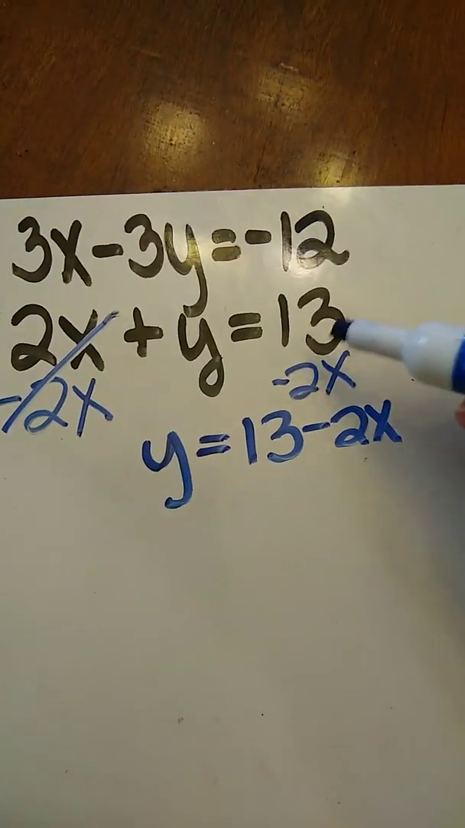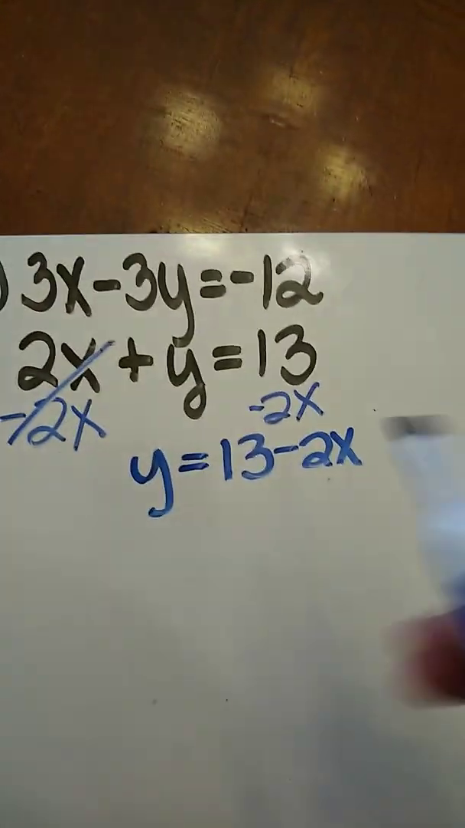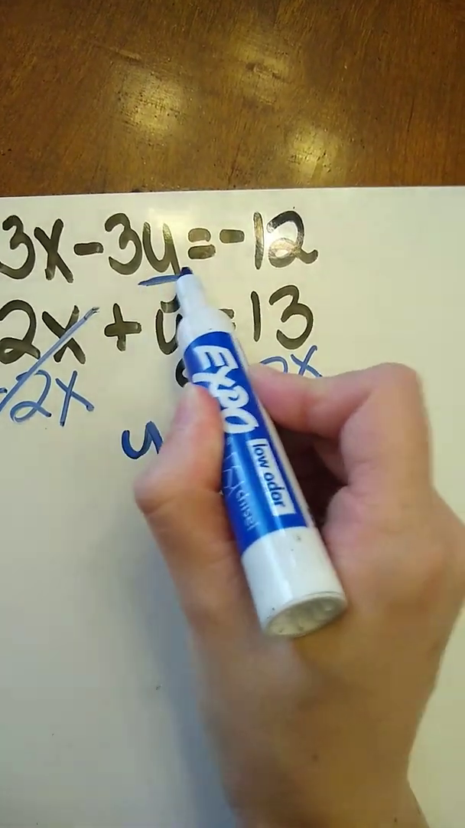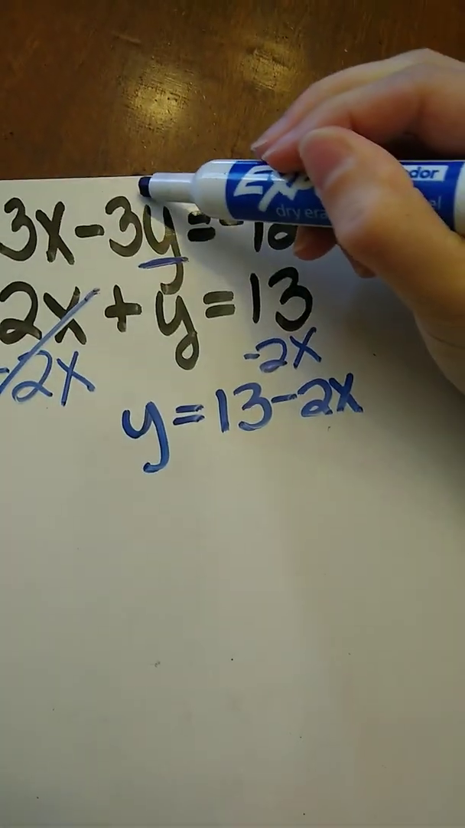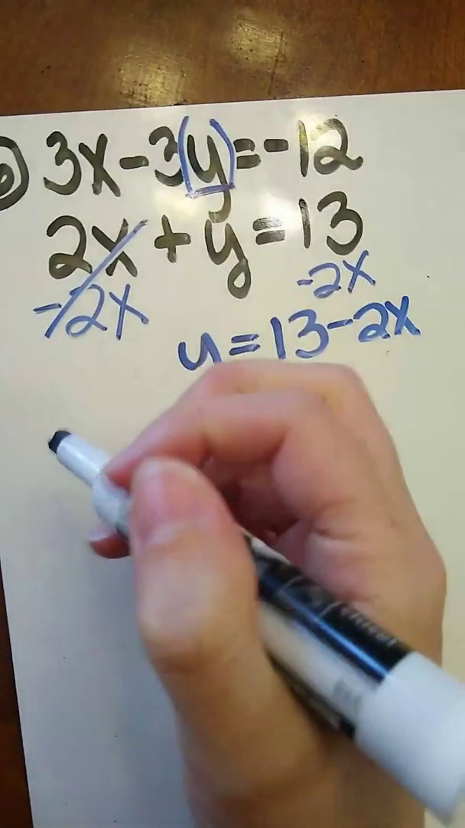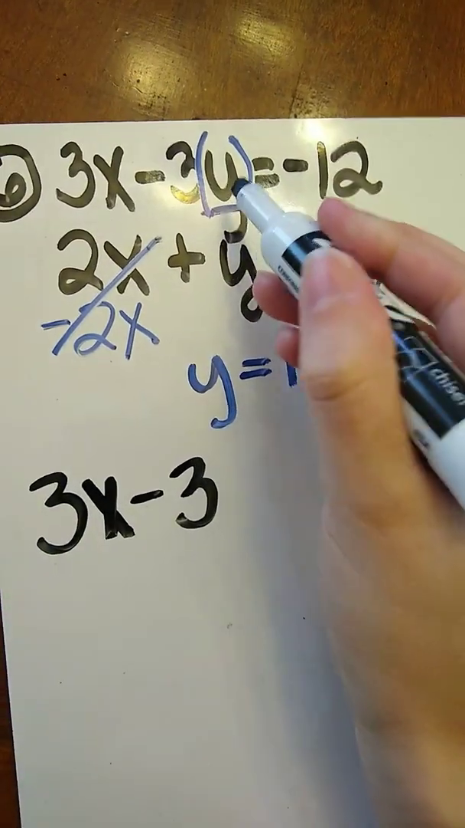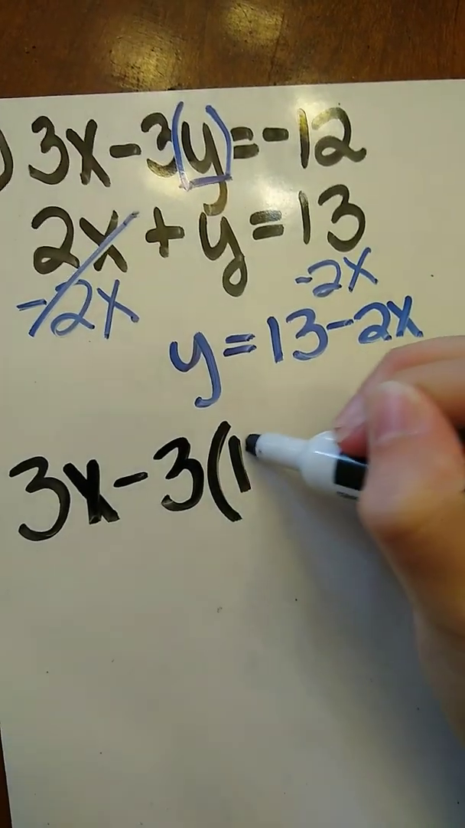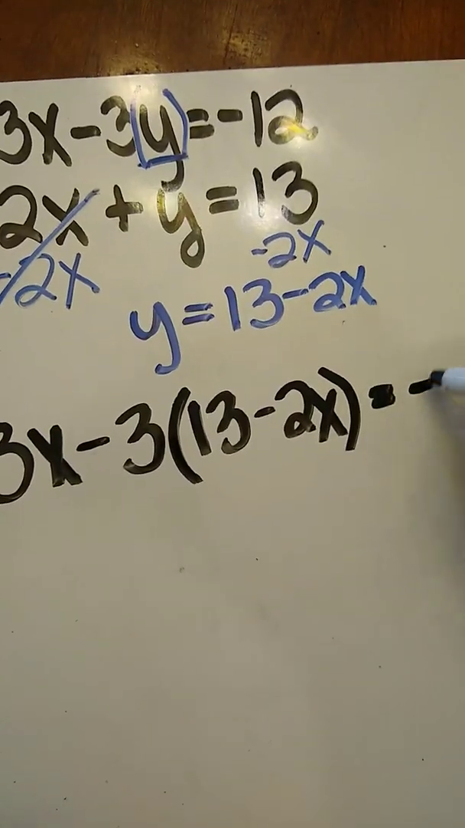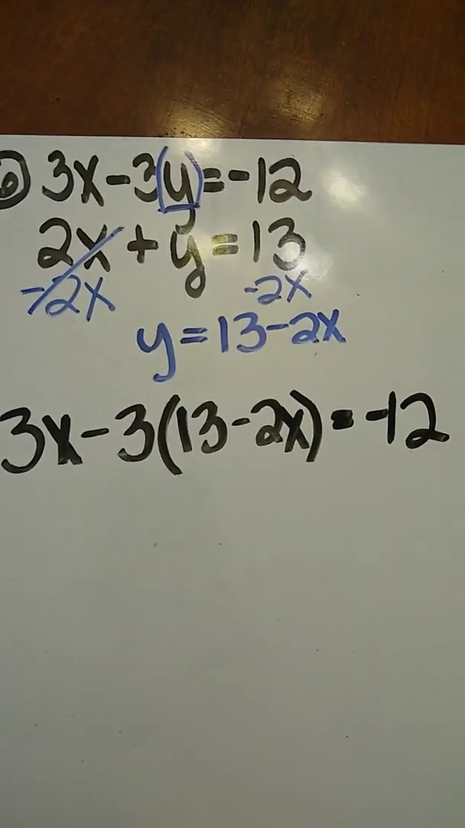And remember, we can't actually put those together because one has an x and one does not. So they just sit next to each other. Now that this one is solved for y, I'm going to plug it in for y in the other equation. So instead of a y right there, in its place in parentheses is going to be 13 minus 2x. So my problem will become 3x minus 3, but instead of that y, I'm going to put in parentheses what y is equal to, which is 13 minus 2x, equals negative 12.